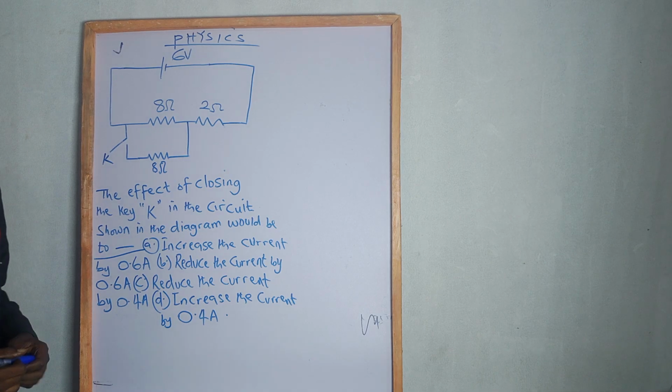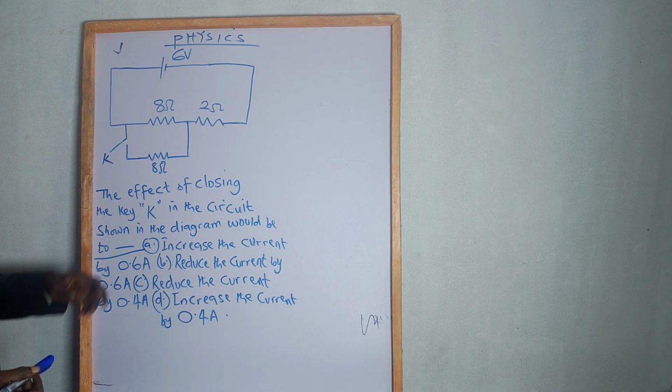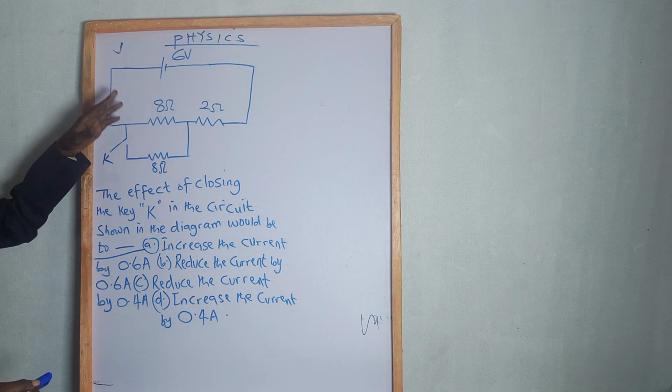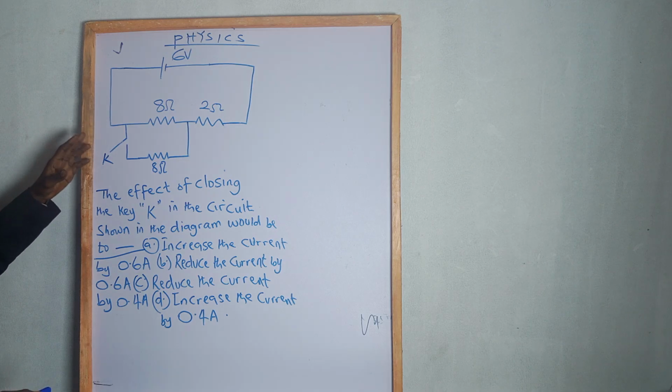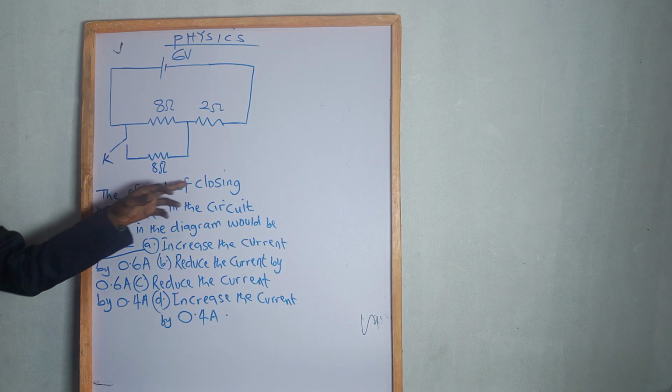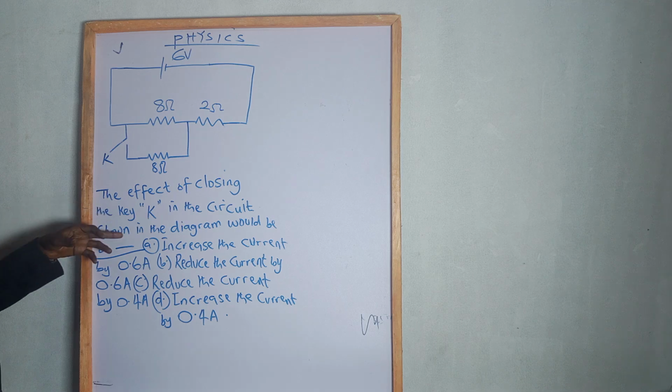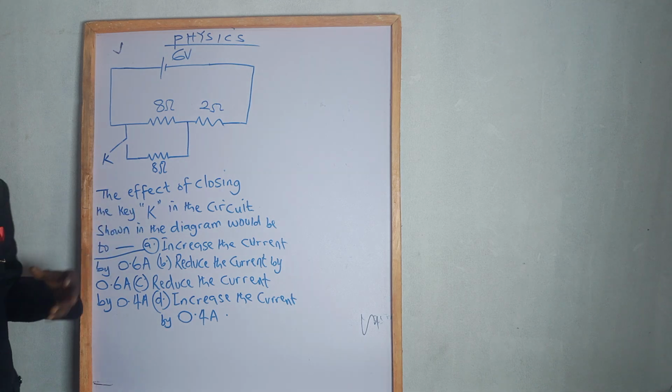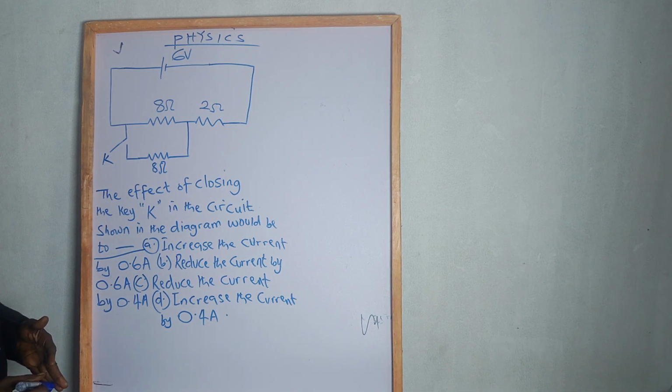All right, welcome back to our physics class. We have this question to solve and we have this circuit diagram. Then this question follows: the effect of closing the key K in the circuit shown in the diagram would be to dash. Then we have these options.